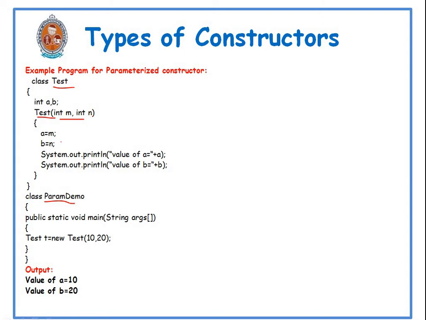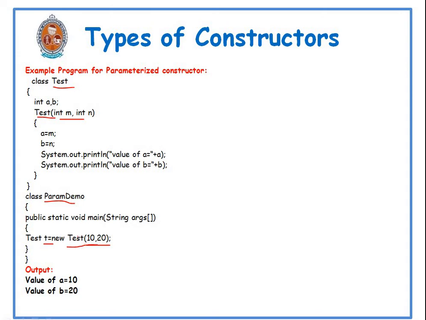Inside the constructor we have assigned the value of A with M and the value of B with N. After that we have written two output statements to print the values of both A and B. Coming to the main method class param demo, inside the main method we have created the object. We know that whenever we create the object, it automatically invokes the constructor. Here we are passing two parameters. These parameters are known as actual parameters, the parameters are 10 and 20. So this is the constructor call.